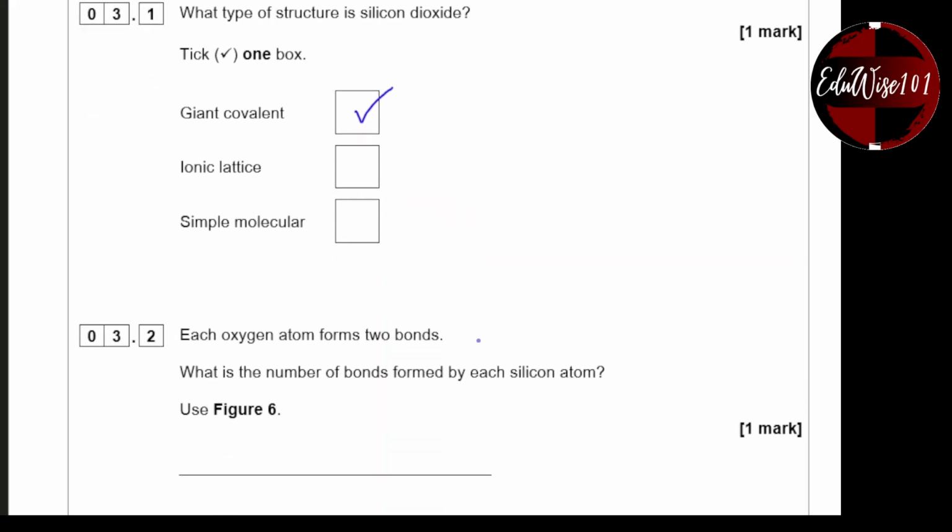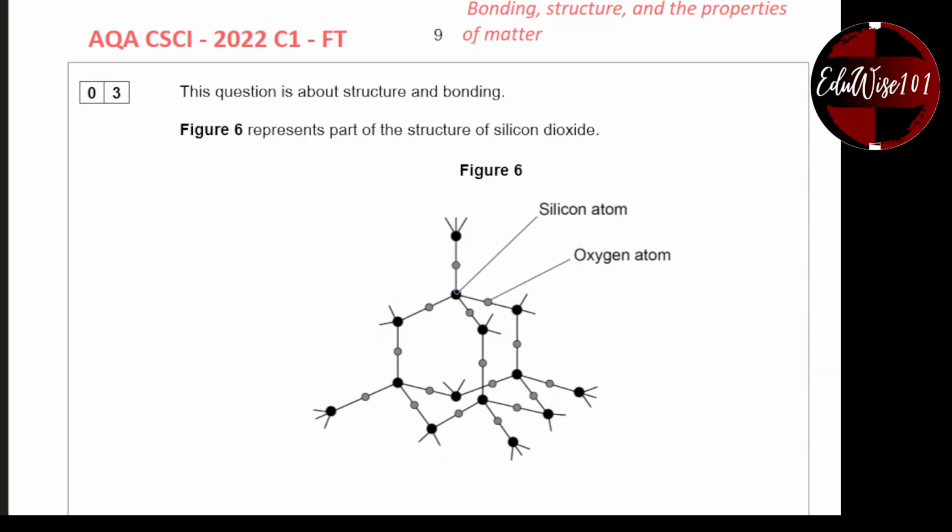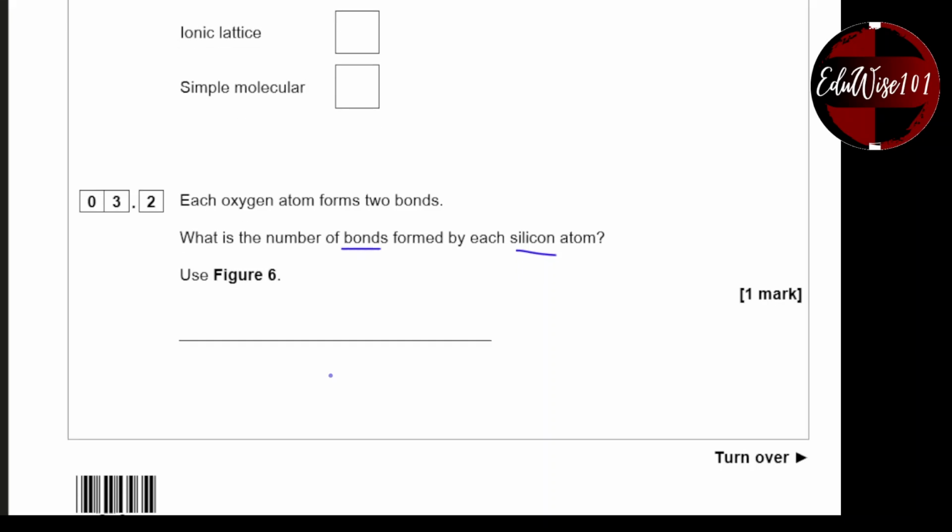Each oxygen atom forms two bonds. What is the number of bonds formed by each silicon atom? For this, you need to go back to the structure to find the number of bonds formed by silicon. So, which is a silicon atom? This one. So if you look around silicon, you have 1, 2, 3, and the 4 bonds. So the answer is 4.